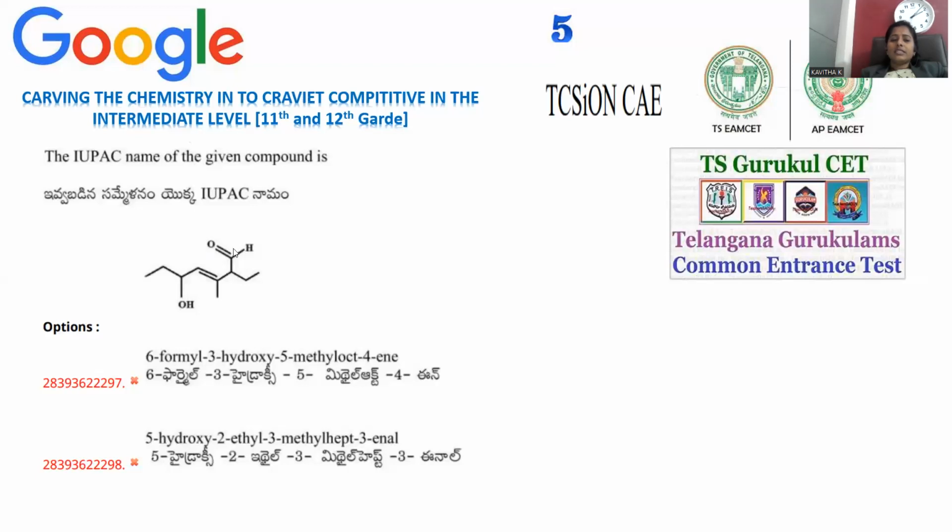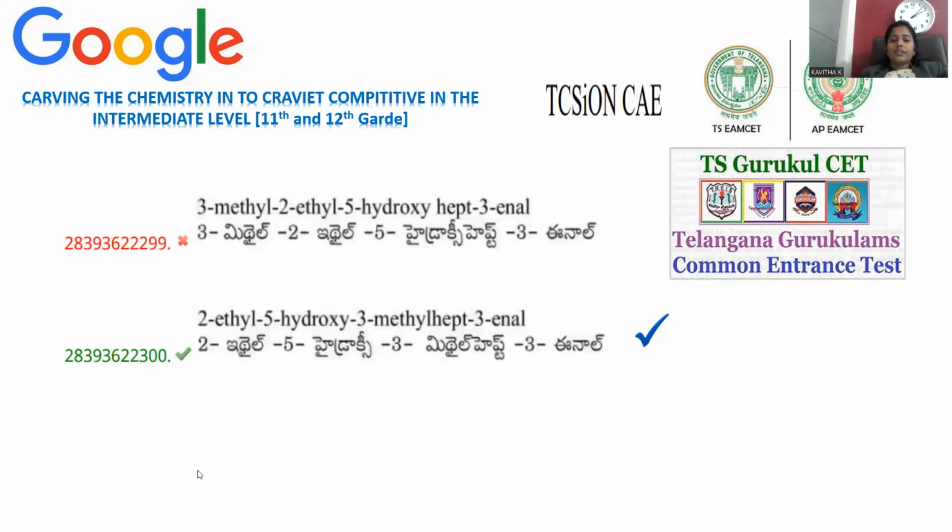And this is the one with the 7 carbon length chain. Let me count. 1, 2, 3, 4, 5, 6, 7. 7 carbon length chain with the aldehyde, ethyl, methyl, double bond, OH functional groups. So the expected answer is 2-ethyl-5-hydroxy-3-methylhept-3-enal. Let's see how we can answer this.